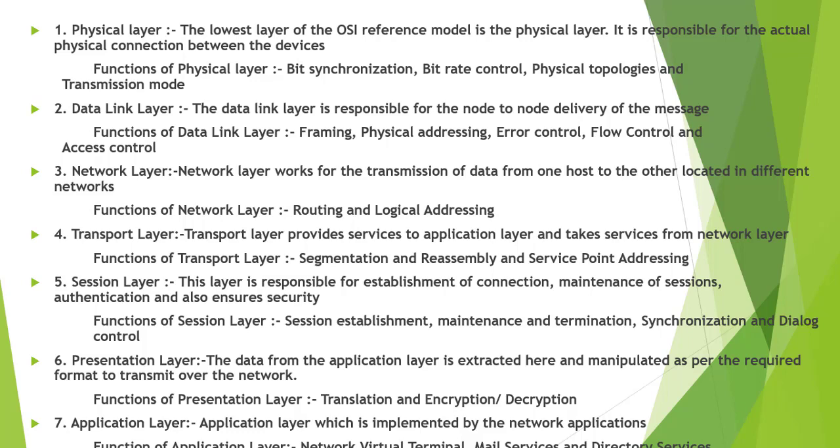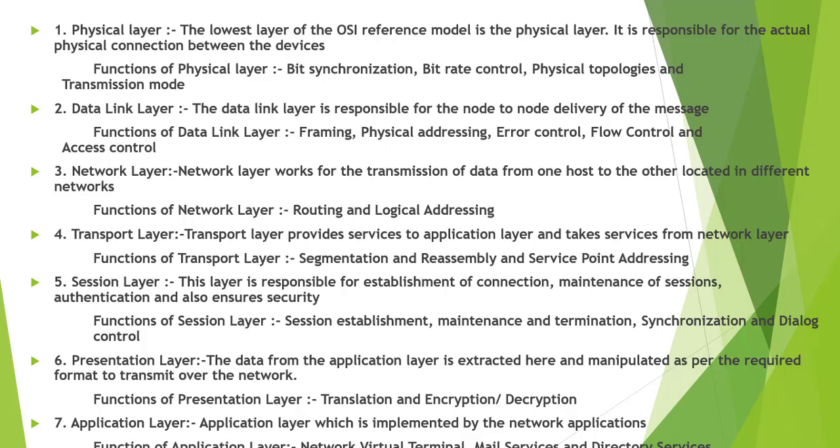The second layer is the data link layer. The data link layer is responsible for the node-to-node delivery of the message. The main function of this layer is to make sure data transfer is error-free from one node to another over the physical layer. These are some of the functions done in the data link layer.